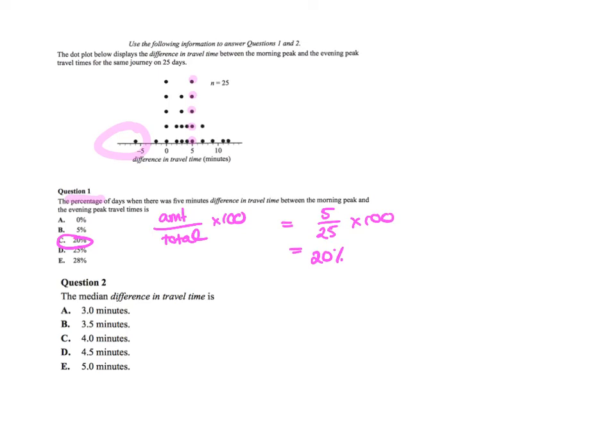And the median difference in travel time is, so if you've got 25 dots, what would the median occur at? Good, median at 13th. So they're in order from lowest to highest on a dot plot, so we can just go 1, 2, 3, 4, 5, 6, 7, 8, 9, 10, 11, 12, 13. So what number is that? I think it's 3. Okay, and that's how that one works.